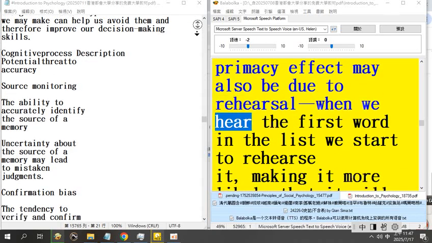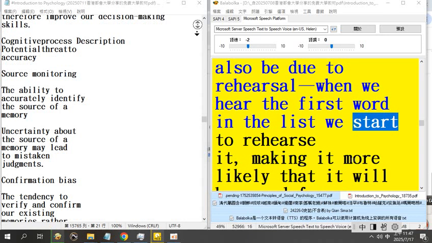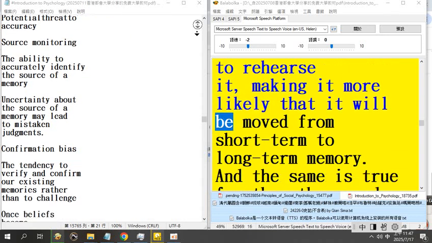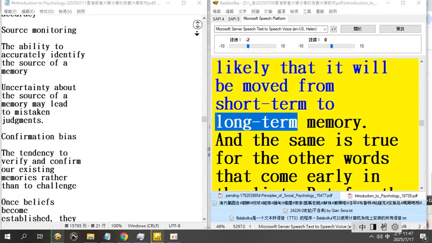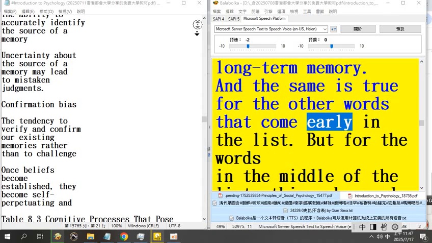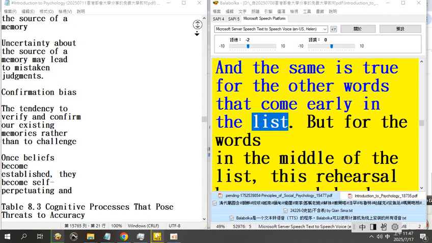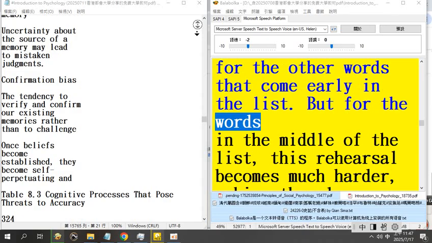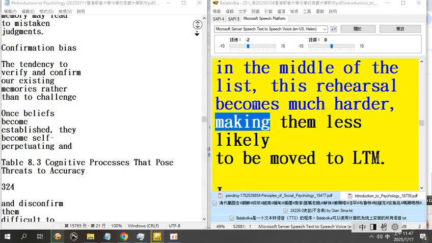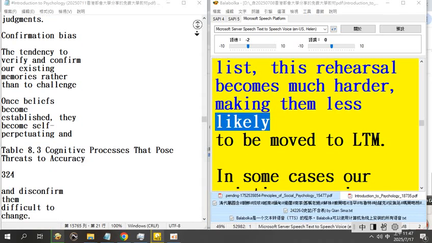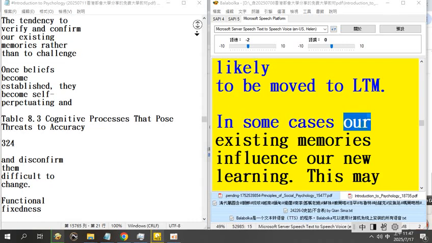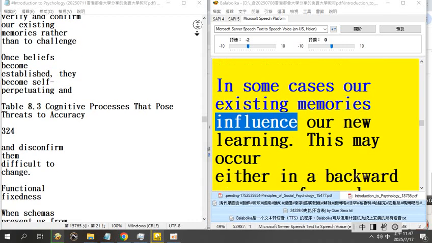When we hear the first word in the list, we start to rehearse it, making it more likely that it will be moved from short-term to long-term memory. And the same is true for the other words that come early in the list. But for the words in the middle of the list, this rehearsal becomes much harder, making them less likely to be moved to LTM. In some cases, our existing memories influence our new learning.